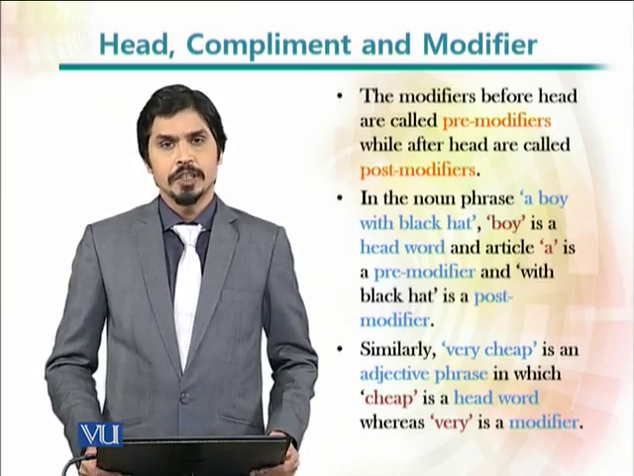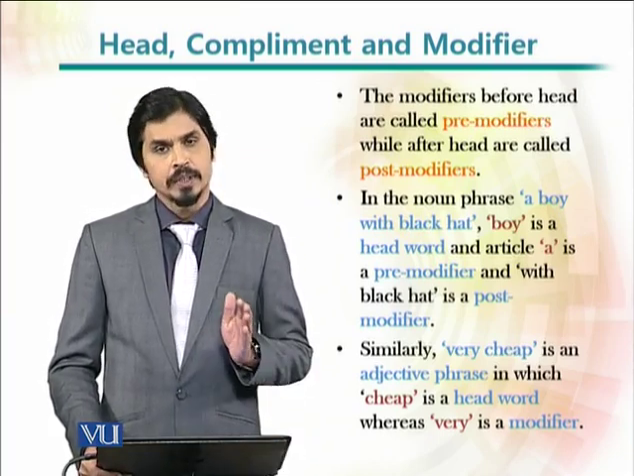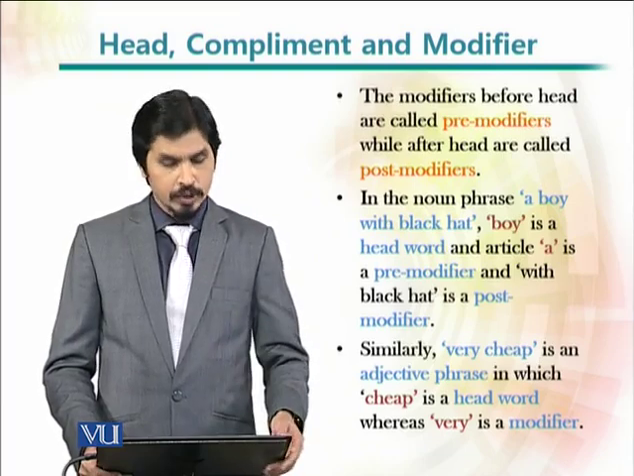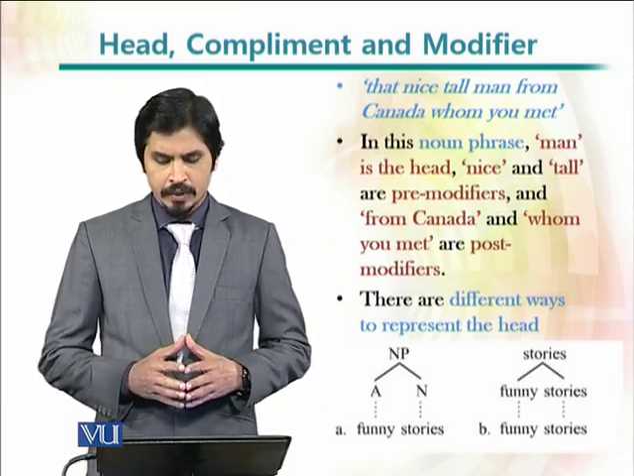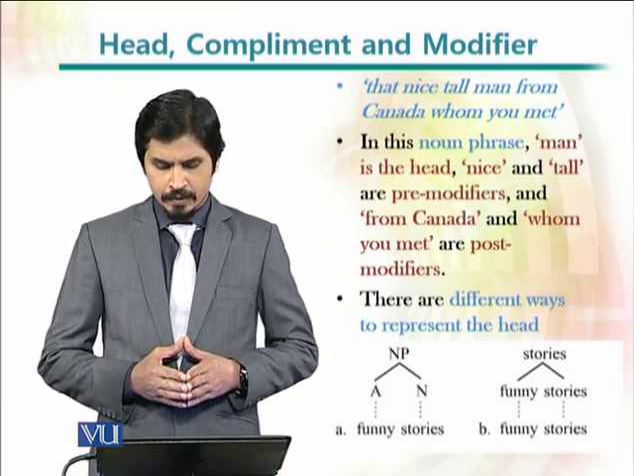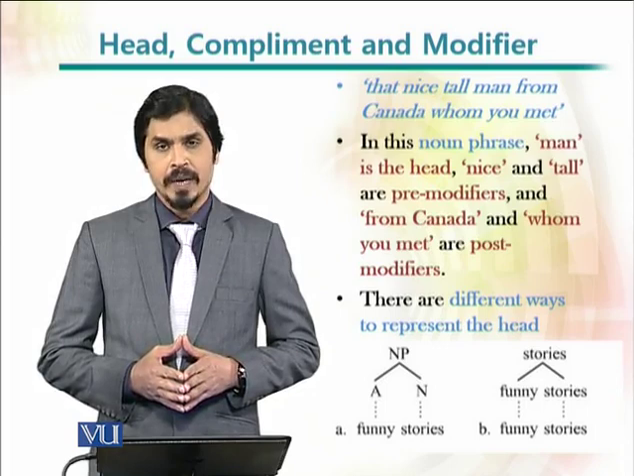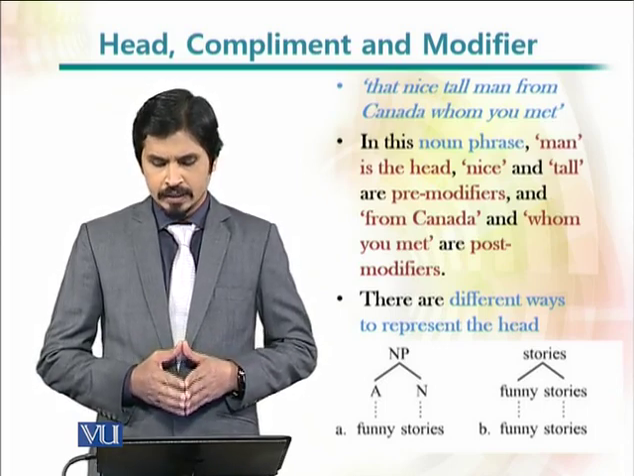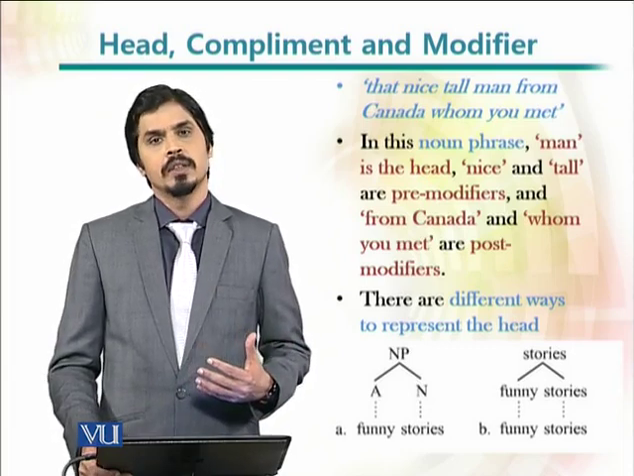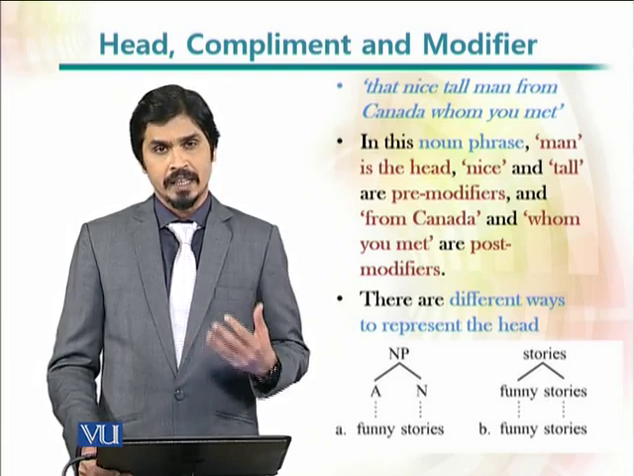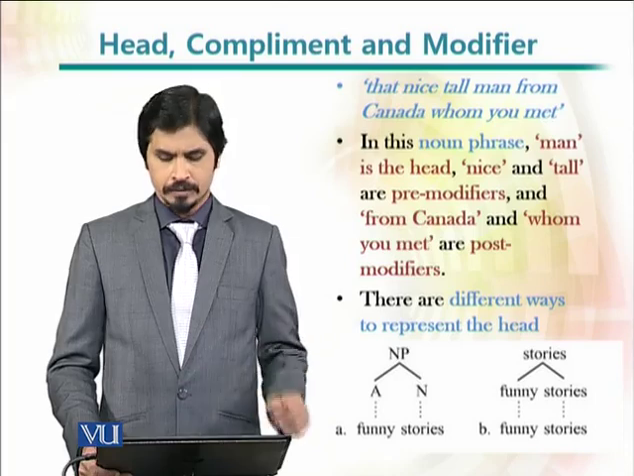Similarly, the very cheap is an adjective phrase. The word cheap is the head word, and the word very is a modifier. You could also see the example in front of you, that nice tall man from Canada whom you met. In this noun phrase, the word man is the head word, whereas the words nice and tall are pre-modifiers, and phrases like from Canada whom you met could be seen as post-modifiers.